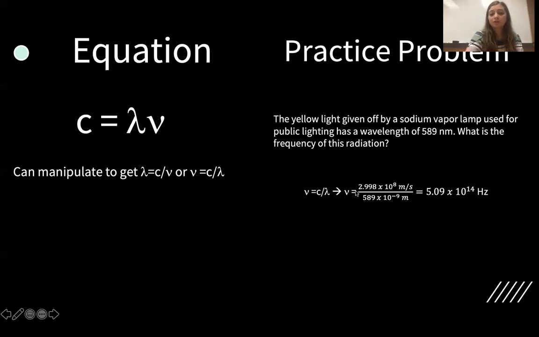Okay, now we just plug in, so the frequency is equal to the speed of light, 2.998 times 10 to the 8th meters per second, over 589 times 10 to the -9th meters. Make sure you convert from nanometers to meters here, so our units match up. Nanometers is 10 to the -9th meters, so if we just multiply by that, we should be okay. And that is going to give us 5.09 times 10 to the 14th hertz, which is the frequency of the sodium vapor lamps.